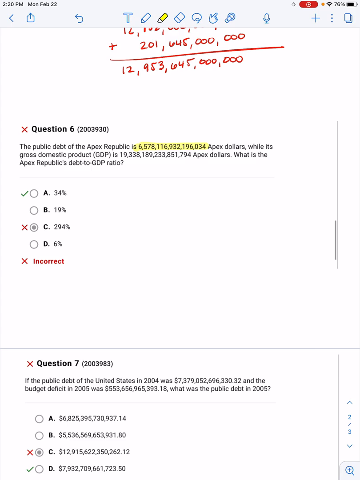while its gross domestic product, GDP, is this large number. What is the Apex Republic's debt to GDP ratio? So when it says debt to GDP ratio, we kind of think of that as a fraction. So we're going to say debt over gross domestic product, okay? So we put the amount of debt on the top, that's right here.